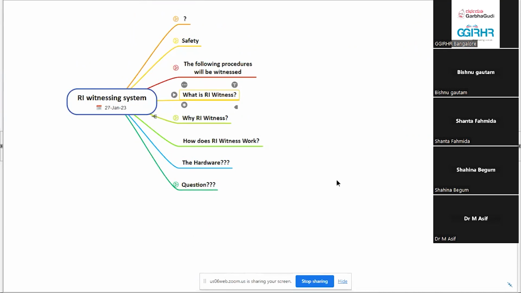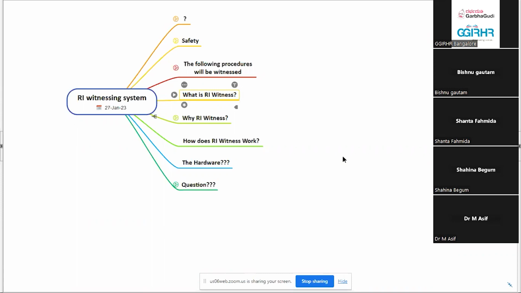What is the RI system? The RI is one of the recent innovations in clinical practice. It is working for patient safety as well as for clinician safety. Yes, very nice answer, doctor. How will it work? What will be your assumption? How will it work? Sir, it is, for example, software, I think. Wow, very nice.